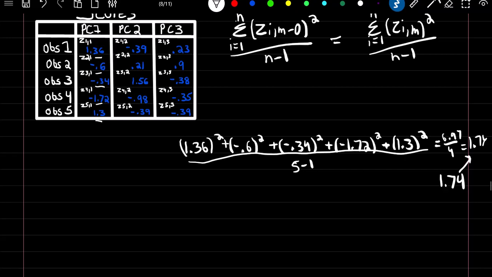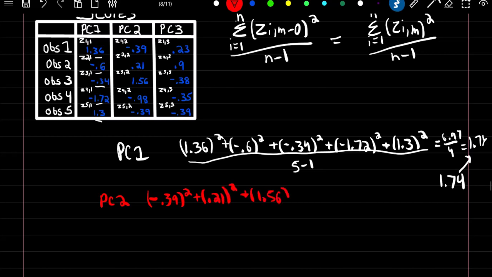Now we do the same thing for our second principal component. We sum up the squared values: negative 0.39 squared plus 0.21 squared plus 1.56 squared plus negative 0.98 squared, and then finally negative 0.39 squared, and this will produce a value of 0.937.